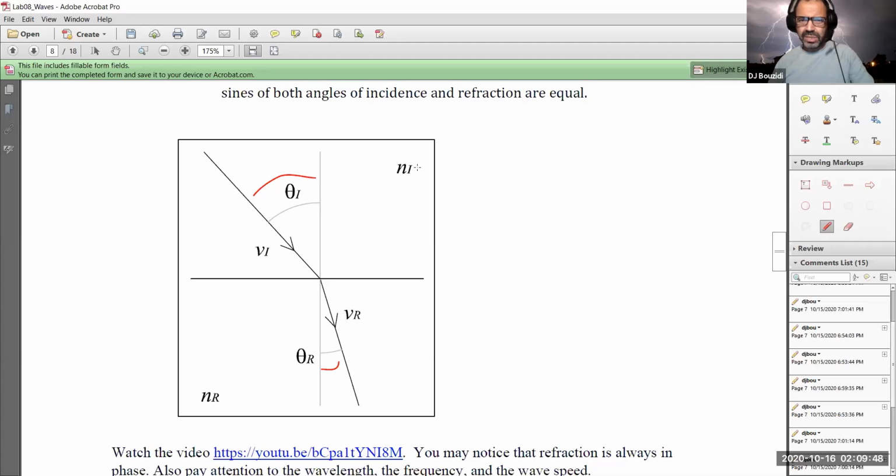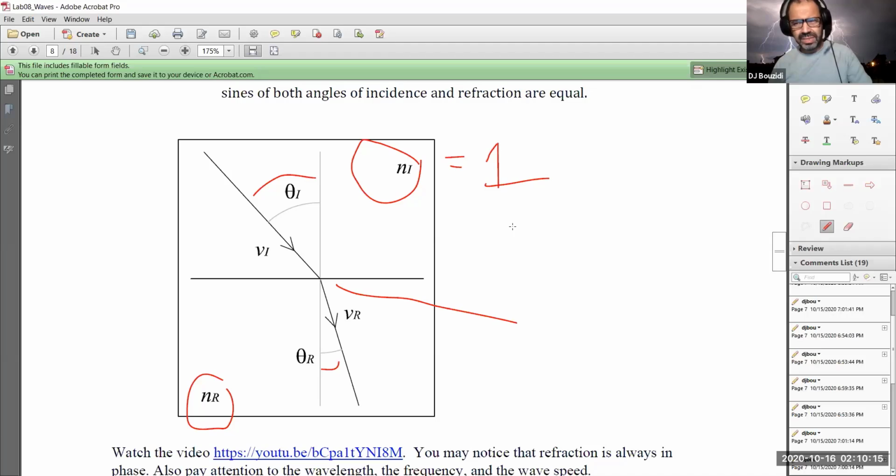Okay. So the assumption here is the index of refraction Ni is less than the index of refraction Nr. Otherwise, if Nr is less than Ni, the refraction will be greater, will be this way. Okay. So the assumption in this picture is Ni is less than Nr. For air, Ni is equal to 1.